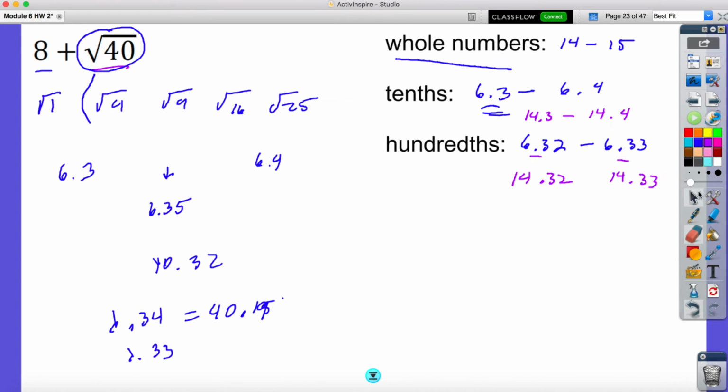So what I want you guys to realize is this radical 40 is in between 14 and 15. If I zoomed in more, it's in between 14.3 and 14.4. And if I zoomed in even more, it'd be in between 14.32 and 14.33.